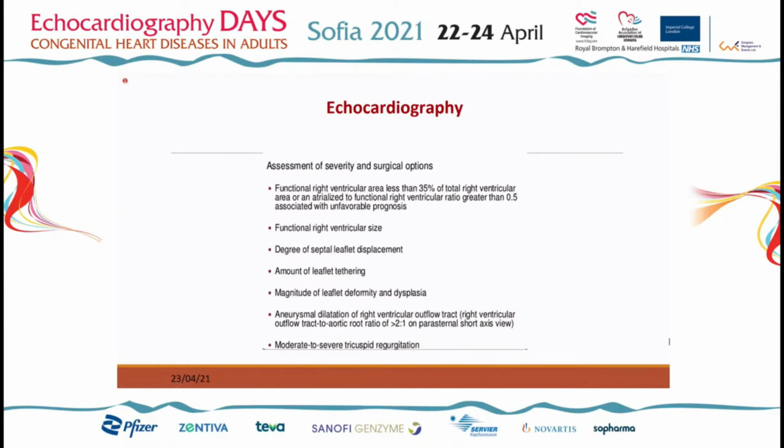Looking at the assessment of severity for surgical options, a functional right ventricle that is less than 35% of the total right ventricular area, and a ratio of the atrialized to functional right ventricle greater than 0.5, are associated with unfavorable prognosis. Also important are the functional right ventricular size, the degree of septal leaflet displacement, the amount of leaflet tethering, and the magnitude of leaflet deformity and dysplasia. Aneurysmal dilatation of the right ventricular outflow tract is also very important, and linked to moderate to severe tricuspid regurgitation.